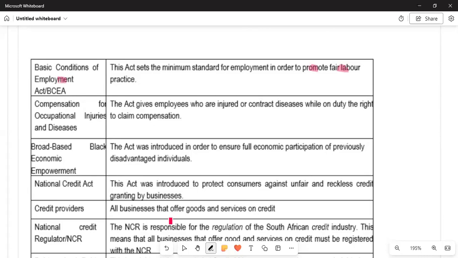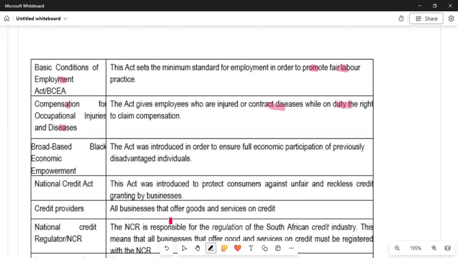Then we have the Compensation for Occupational Injuries and Diseases Act. The act gives employees who are injured or contract diseases while on duty the right to claim compensation. So if ever an employee finds him or herself injured at the workplace, this act is very much protecting such an employee.